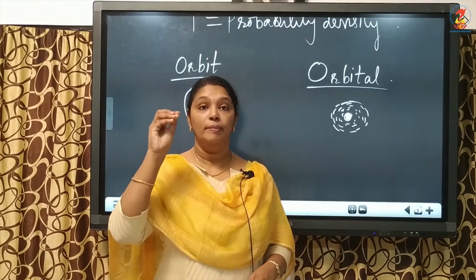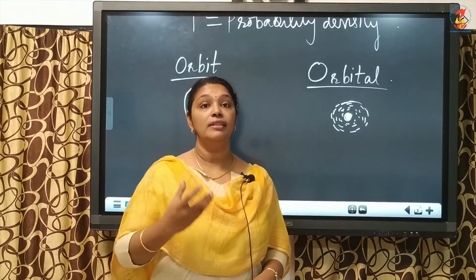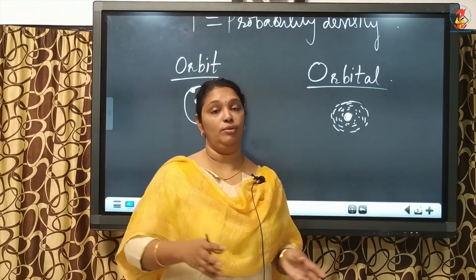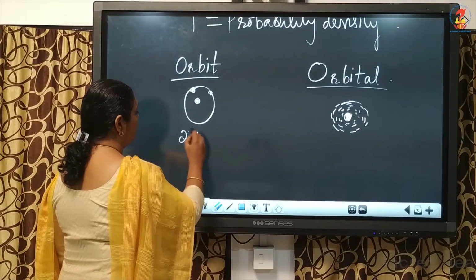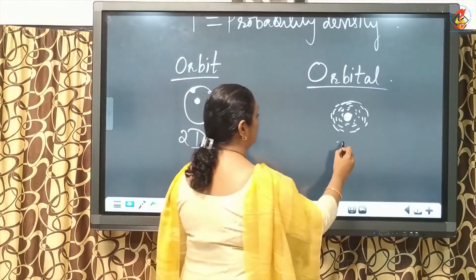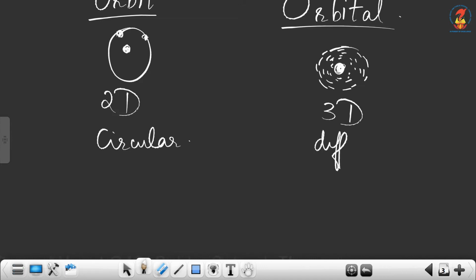In orbit we can predict the exact position of the electron, but in orbital we get only the probability of finding an electron around the nucleus. The next difference is that orbit represents two-dimensional motion of an electron, whereas orbital represents three-dimensional motion of an electron. The third difference is that orbits are circular in shape and orbitals are of different shapes.